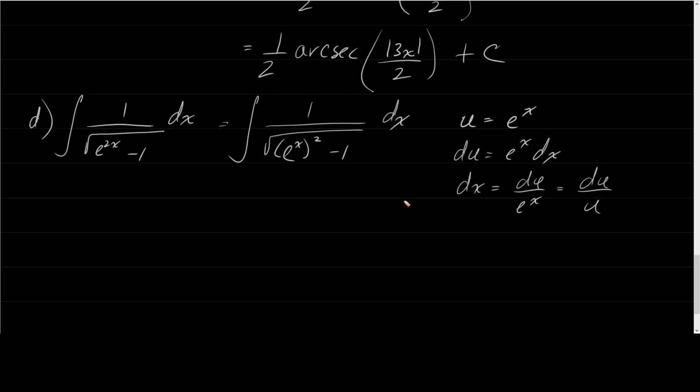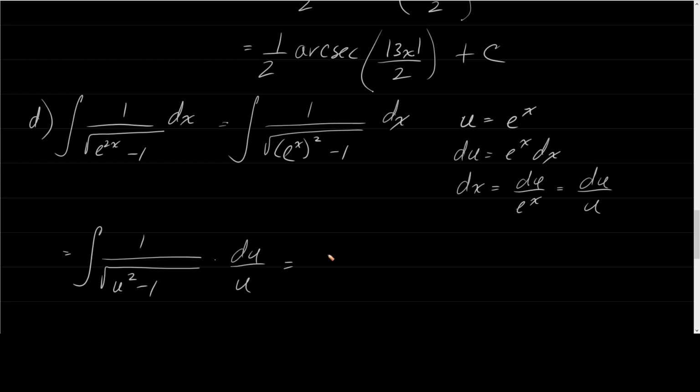All right, let's see how that affects our integral now. So what we're going to get now is the integral of 1 over the square root of e to the x. That was our u. So we have u squared minus 1 times dx. dx was du over u.